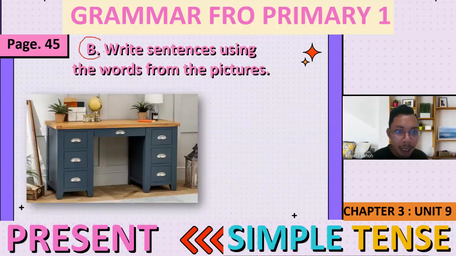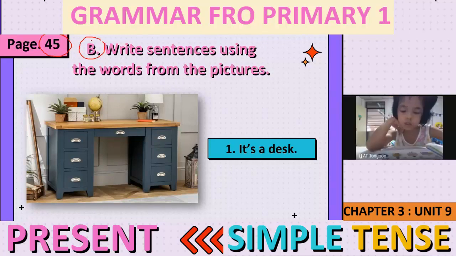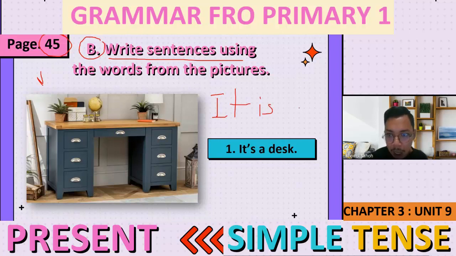Exercise B, page 45 นะครับ. Write sentences using words from the picture. ดูข้อที่หนึ่งค่ะ ให้เราแต่งประโยคจากรูปภาพนะครับ ข้อที่หนึ่งคือตัวอย่าง it is a desk. นักเรียนจะเขียนแบบนี้ก็ได้ it is a desk หรือ it's a desk รูปแบบย่อก็ได้เหมือนกัน. Okay, can be both. This is an example.